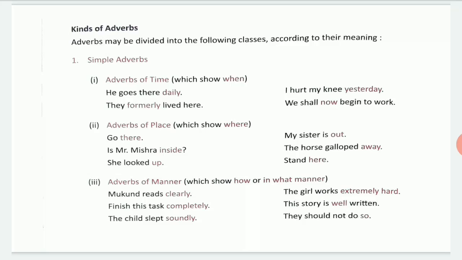An adverb that shows how or in what manner something takes place is called an adverb of manner. It answers the question how or in what manner, right? Like if I say Mukund reads clearly, how? Clearly. Finish this task completely, how? Completely. Or in what manner? Completely. The child slept soundly, how? Soundly, and so on. So the adverb of manner indicates how an action is performed. Some of the common adverbs of this type are well, sadly, softly, thus, badly, certainly, fast, and most adverbs that end in ly.